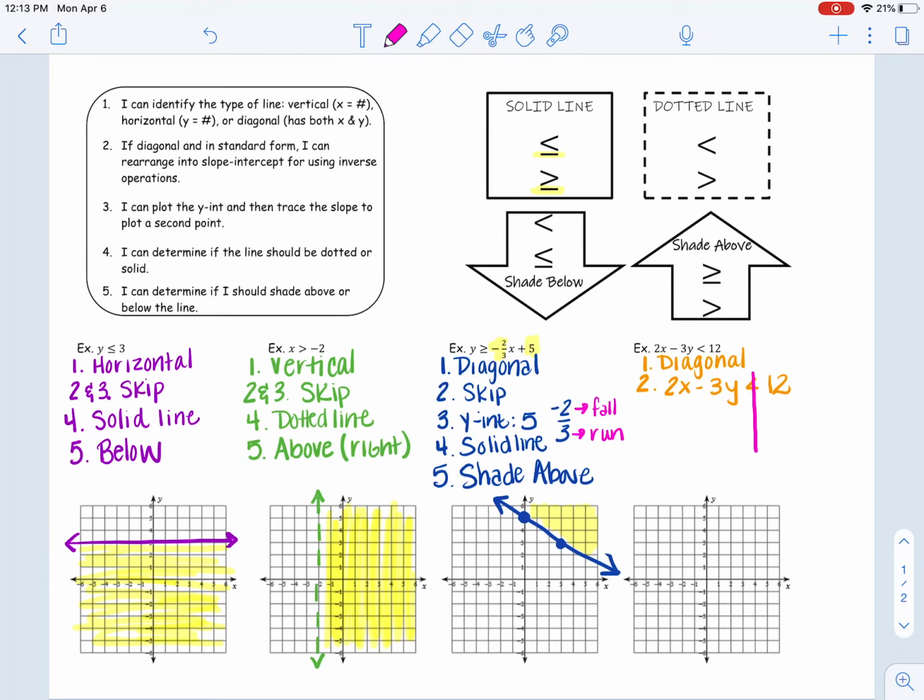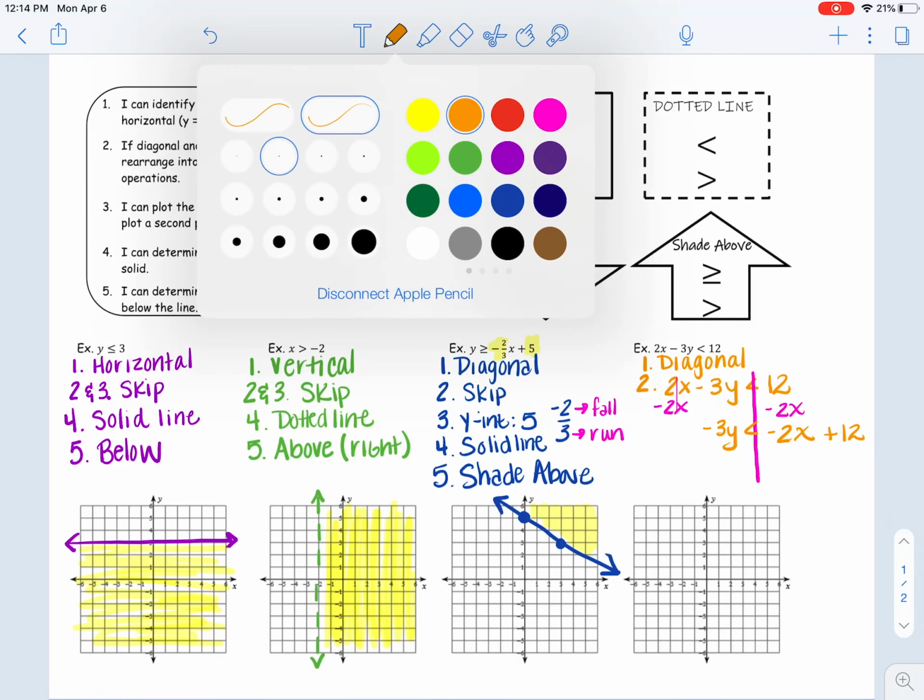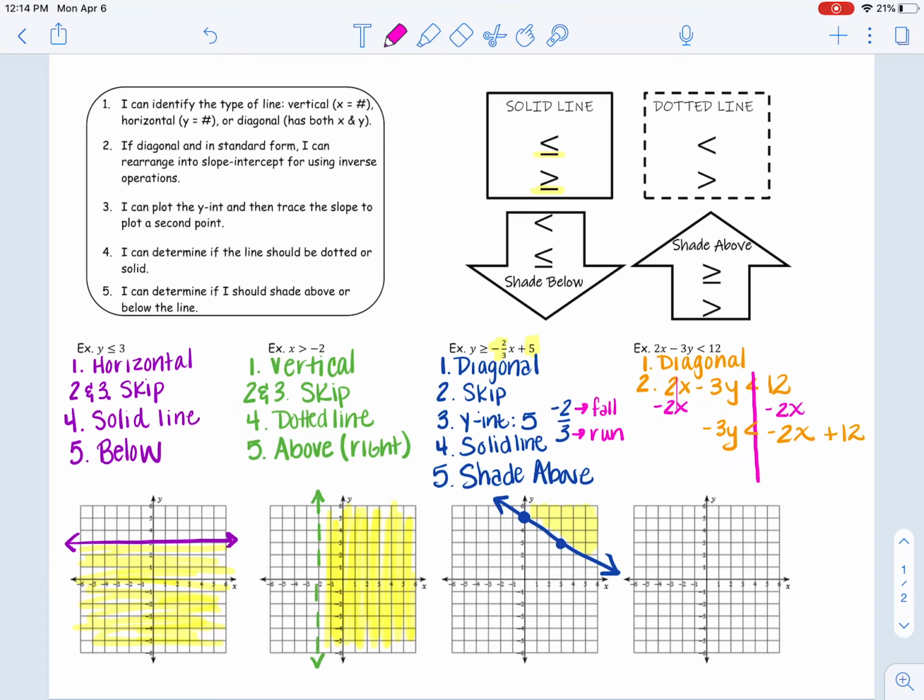Let's do pink. All right, so I'm going to start. I want to get y by itself. So I'm going to move this 2x by subtracting it from both sides. That leaves me with negative 3y is less than negative 2x plus 12. Not done yet. I need y by itself, which means I need to get rid of this negative 3, which is being multiplied. So to get rid of a multiplier, I divide, and I need to make sure I divide everything by negative 3.